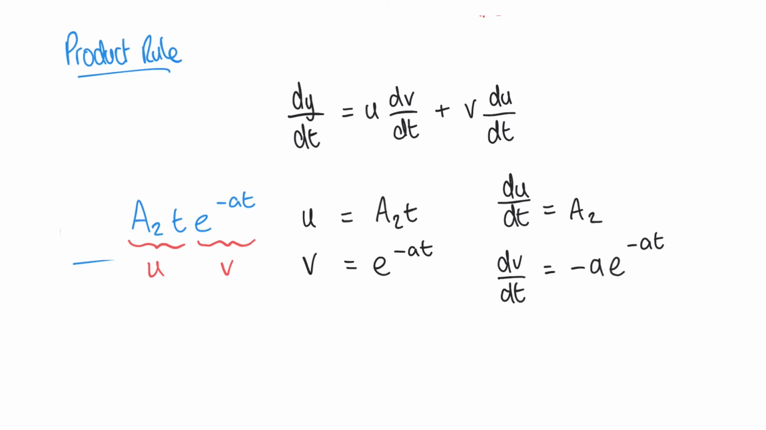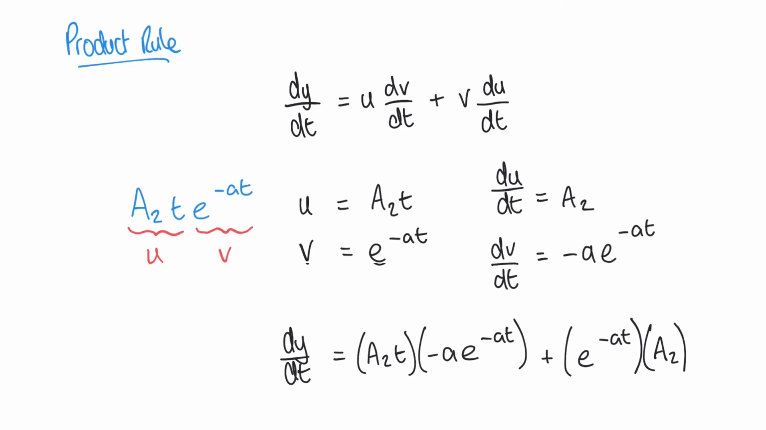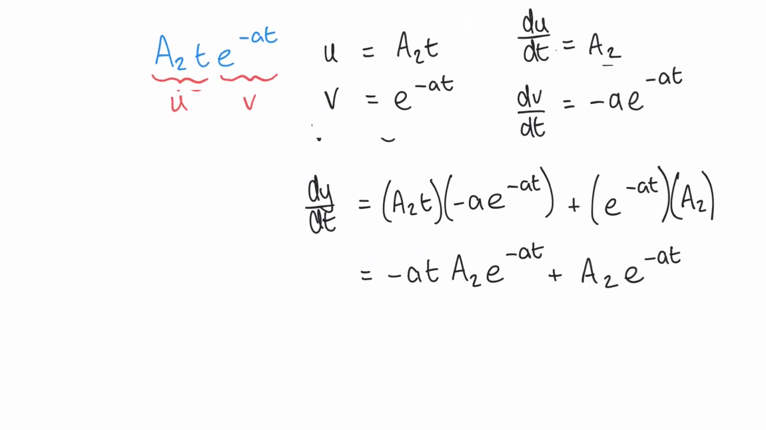And so by the product rule, stitching all of these together, u dv by dt plus v du by dt, putting all of those in place, we have something that looks like this. And we can multiply those brackets out a little bit and tidy up. But we end up with minus at A2 e to the minus at plus A2 e to the minus at.